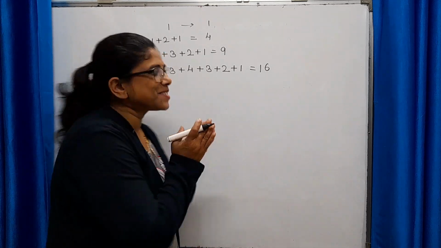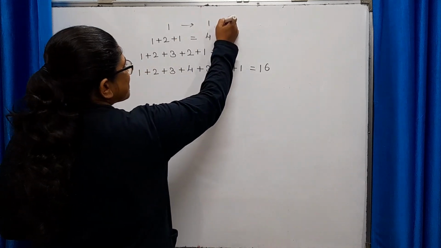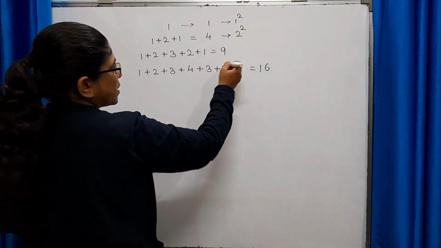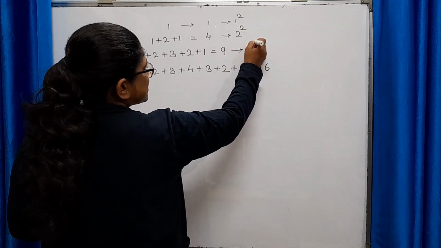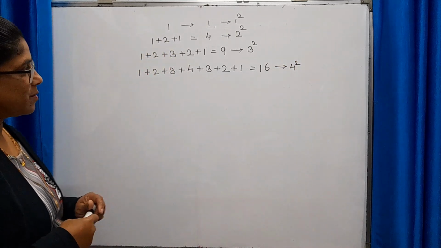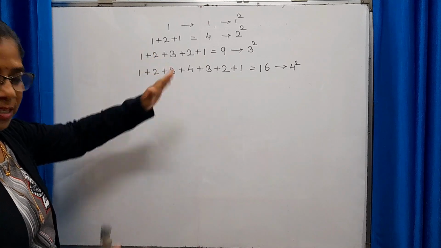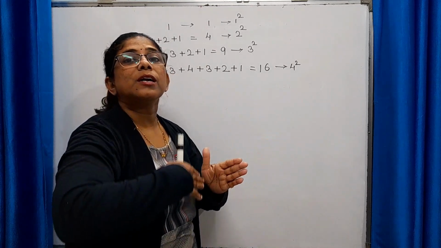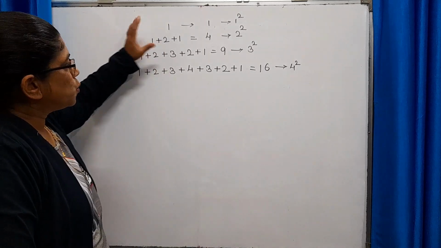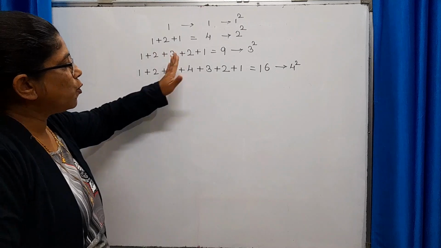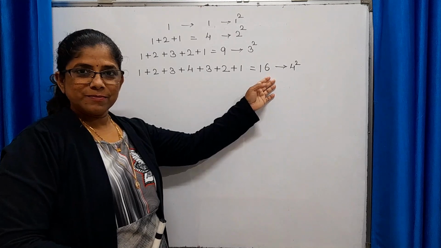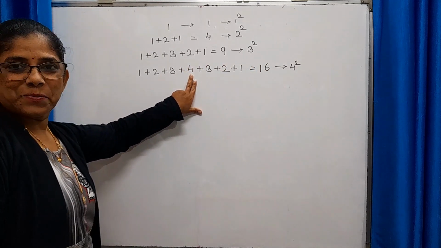What is the fact in this? Okay, now 1. This is 1 square. 4, it's 2 square. 9, it's 3 square. And 16, it's 4 square. We are adding consecutive numbers, continuous numbers, or we can say first natural numbers up to 2, up to 3, up to 4, and again we are going in the reverse order. And what we get? The square of this center number.